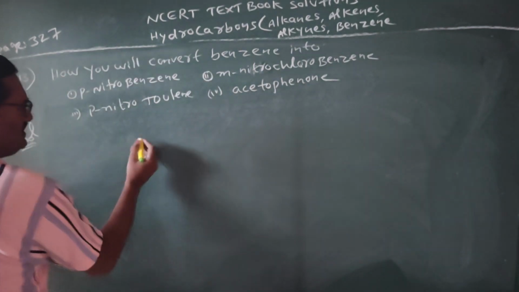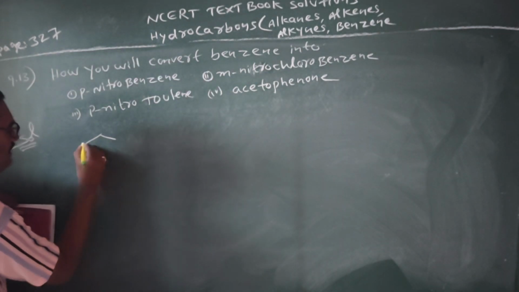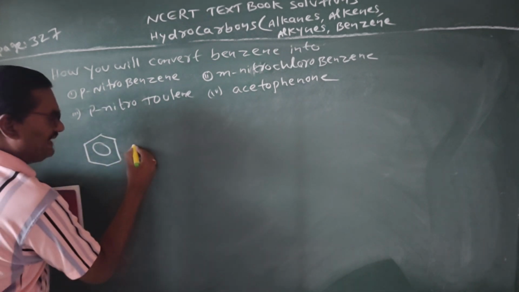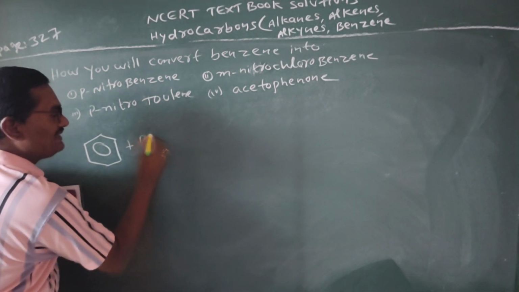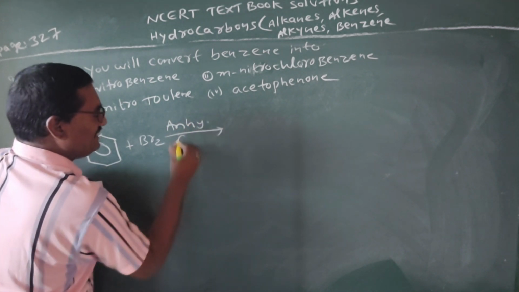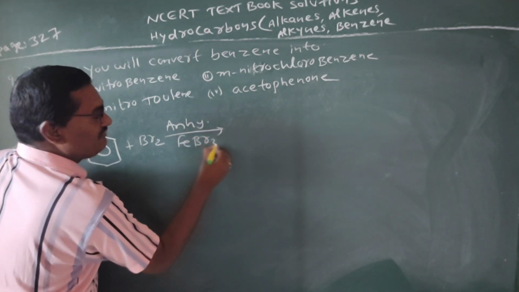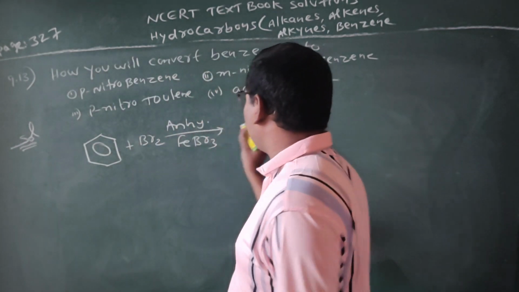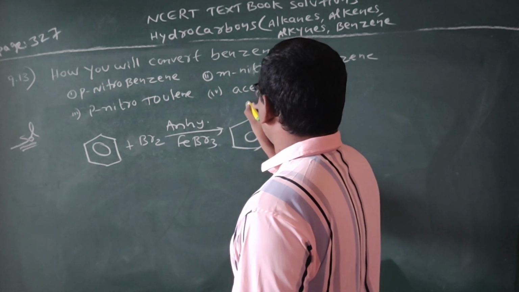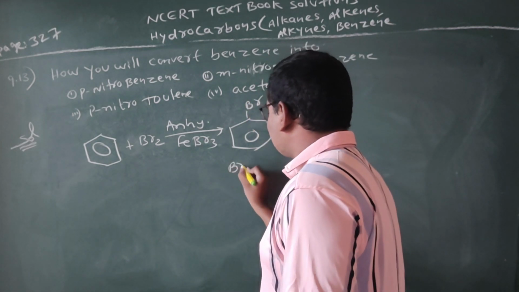So the solution is, first we will take benzene. We will react it with bromine in the presence of anhydrous FeBr3. Then we will get bromobenzene.